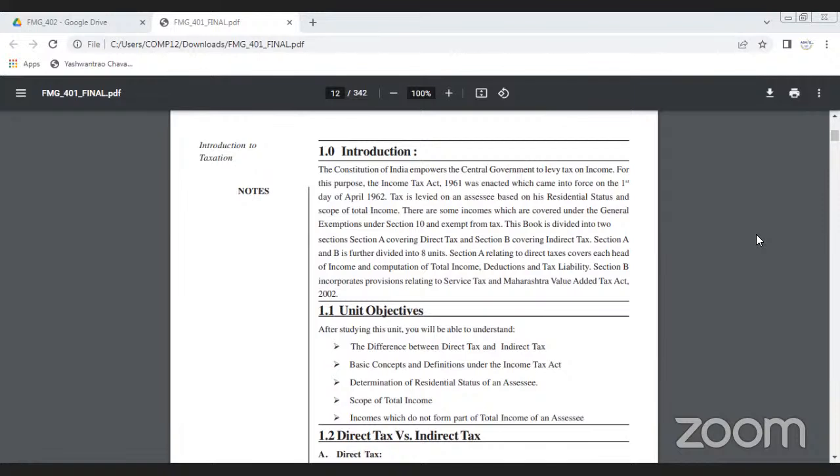The Constitution of India empowered the central government to levy tax on income. The Income Tax Act 1961 was enacted, which came into force on 1st April 1962. So this is the introduction.